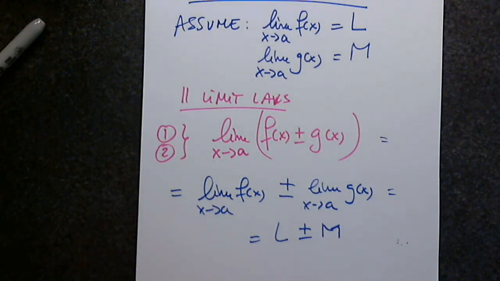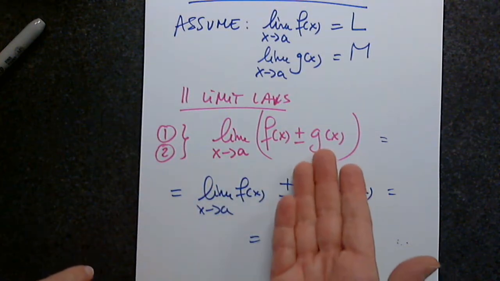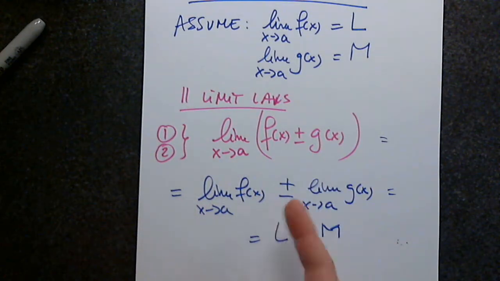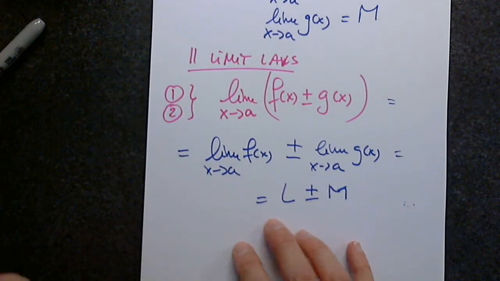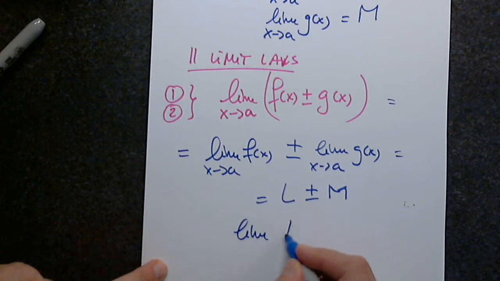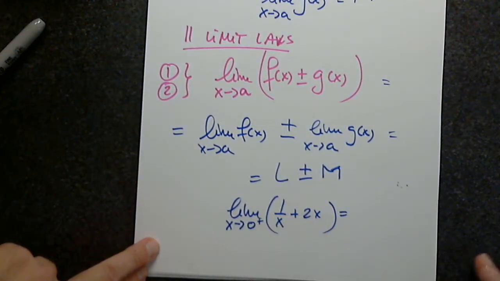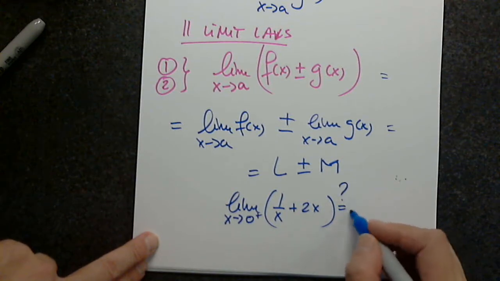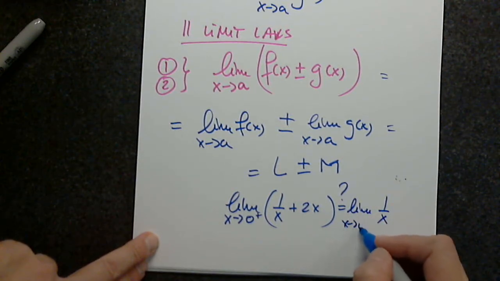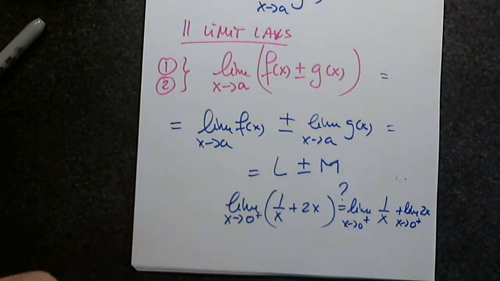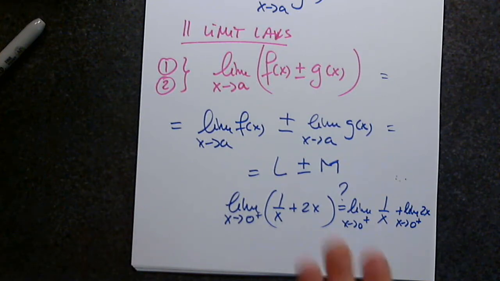I wouldn't call this the distributive law. I would not. I would just say the limit of a sum is the sum of the limits. I would say the limit of a difference is the difference of the limits. So here's an example for you. Let's say I want the limit of 1 over x plus 2x as x approaches 0. Let's say from the right. Question is, can I write the limit of 1 over x as x approaches 0 from the right plus the limit of 2x as x approaches 0 from the right? That's what the law says.